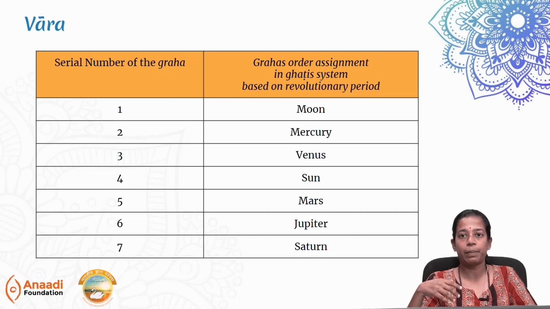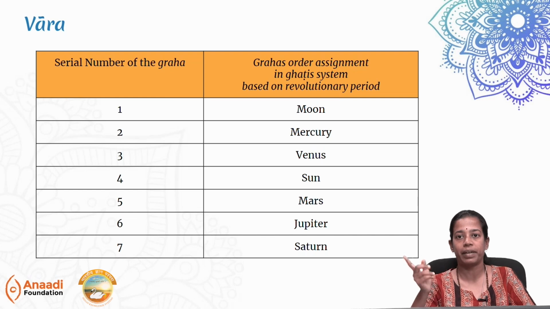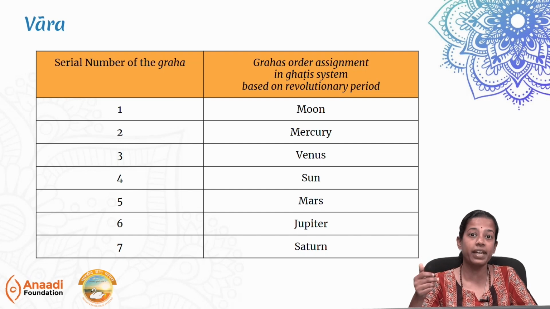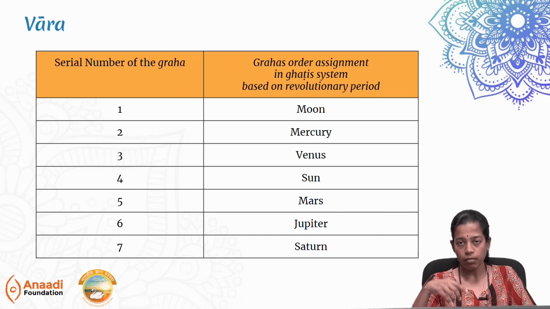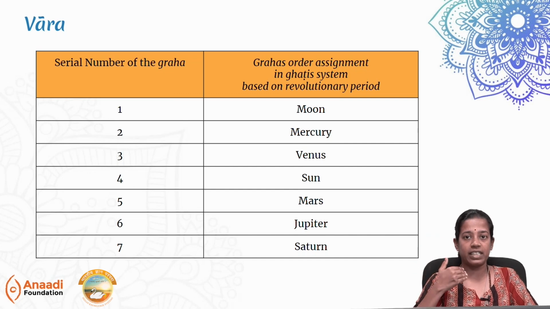Mars, for example, takes about 687 days, roughly about 1.8 years to complete one full revolution, and Jupiter takes about 12 years. Saturn takes about 29.5 years. That big is the revolutionary periodicity. So, this is ordered in the increasing order of revolutionary periodicity, and then once we have it like this, there is an arbitrary assignment of each ghati.